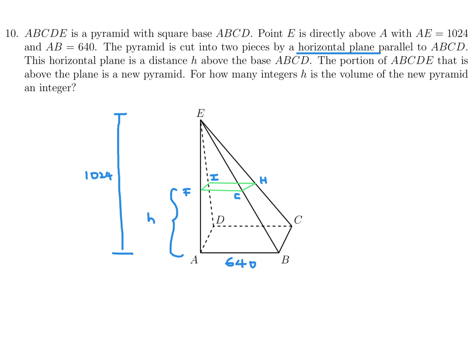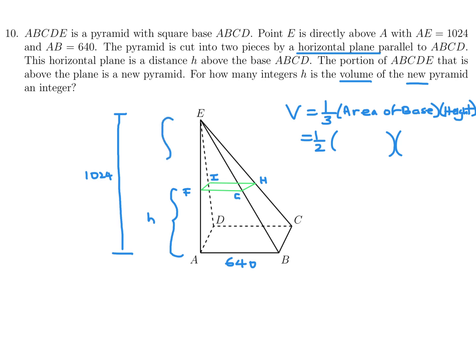So what are they interested in? They're interested in the volume. Okay, so the volume of a pyramid is 1/3 the area of the base times the height. Okay, so in this case, what are we interested in? The volume of the new pyramid. So the one that's above the green base that I drew. So I have to figure out the area of the base here. And how do I do that? I don't even know what that base is. Well, at least I know the height. The height would be from here to here. That would be 1024 minus h. So at least I know that.